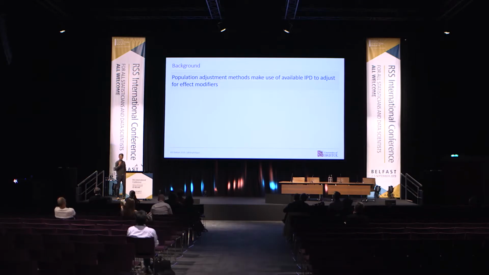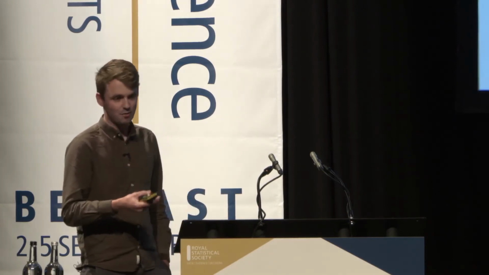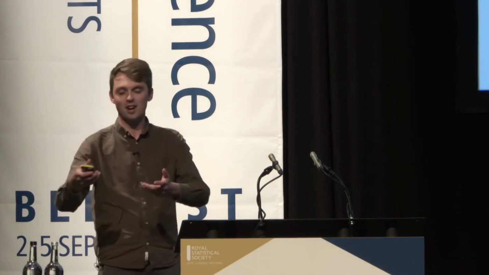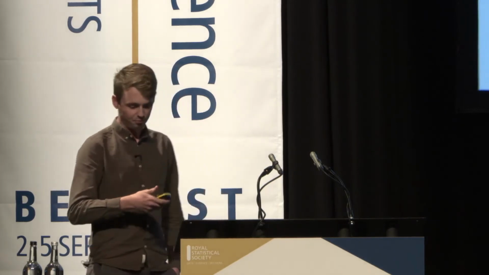So the aim of population adjustment methods is to use available individual patient data, or IPD, to adjust for any effect modifiers. Now, if we had IPD available from every study, then the gold standard approach would be an IPD meta-regression. But as I've just said, that's not actually that common. If you imagine that you're the manufacturer of one drug, you might have the IPD on your own studies, but you would not have IPD on all your competitors' studies. You'd only have published information.